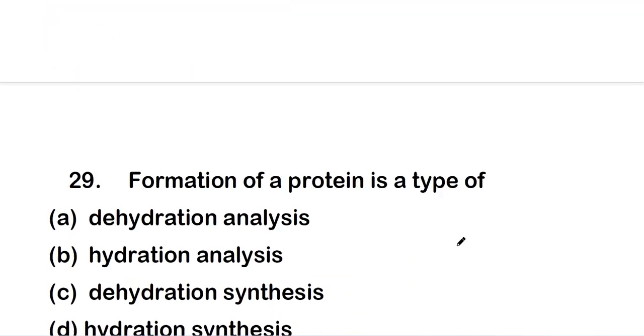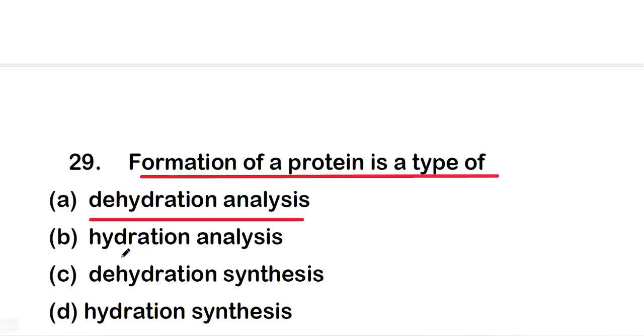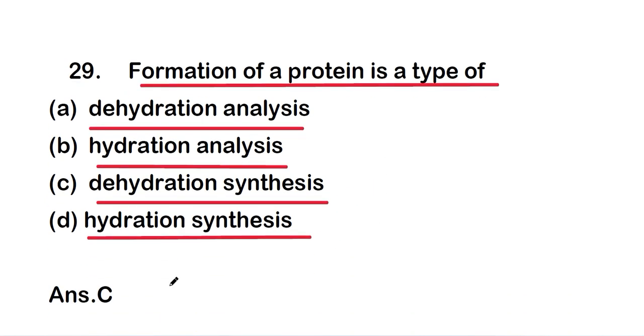So move on to the next question, that is question number 29. That is formation of a protein is a type of option A dehydration analysis, option B hydration analysis, option C dehydration synthesis, option D hydration synthesis, and the right answer is option C, that is dehydration synthesis. So formation of a protein is a type of dehydration synthesis.